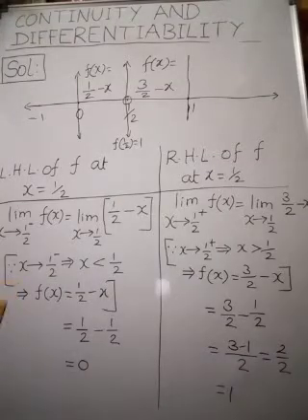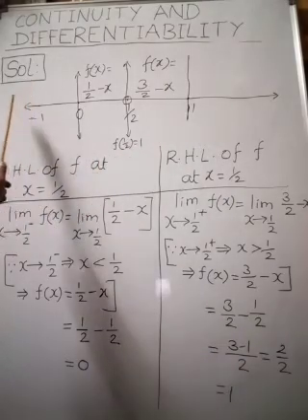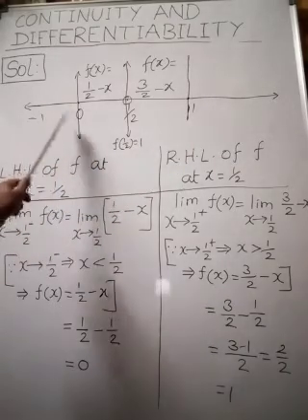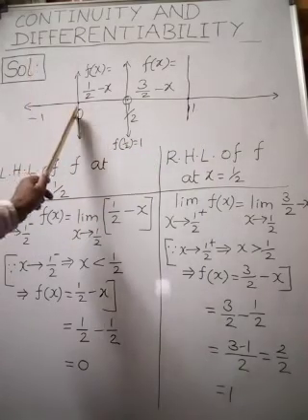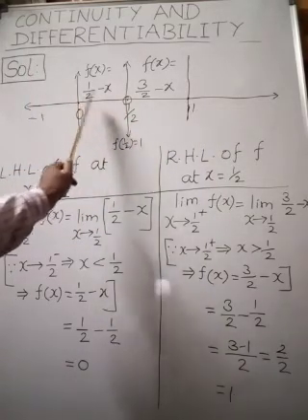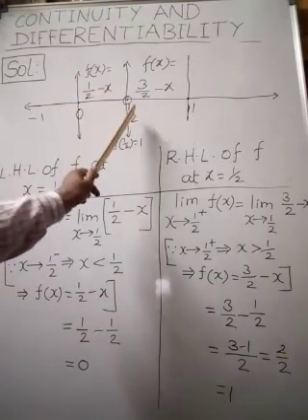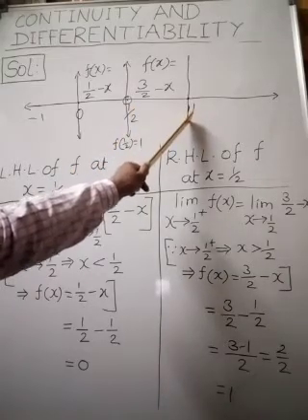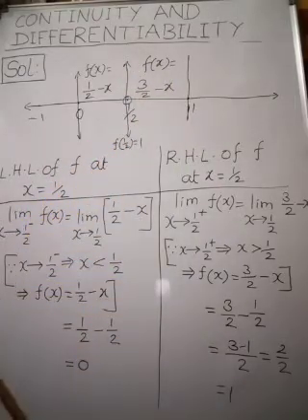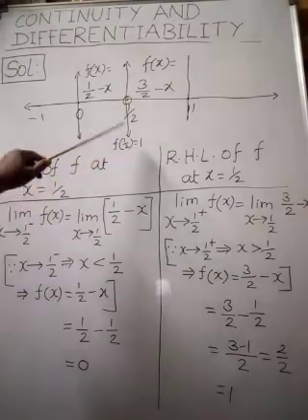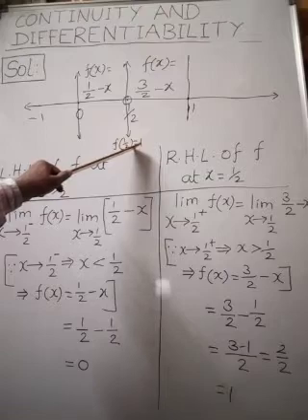See here, I am representing the given function pictorially on the number line. Let us consider this is a number line. Here 0, minus 1, here 1 by 2, here 1. Between 0 and 1 by 2, f of x is defined as 1 by 2 minus x. Between 1 by 2 and 1, f of x is defined as 3 by 2 minus x. Okay, my dear children, understood this diagram? F of 1 by 2 is equal to 1. When x is equal to 1 by 2, f of x value is 1.